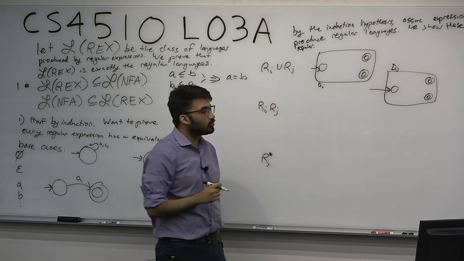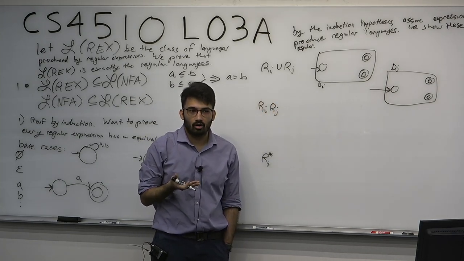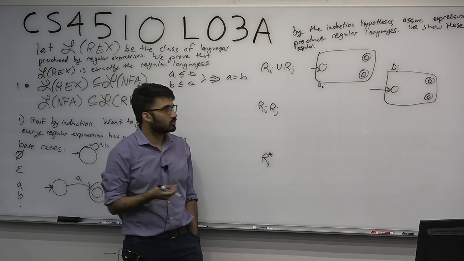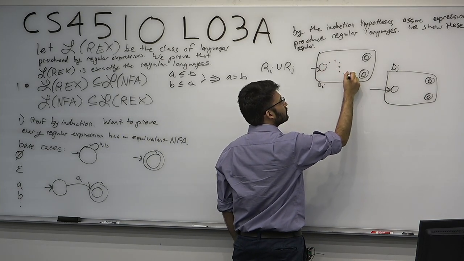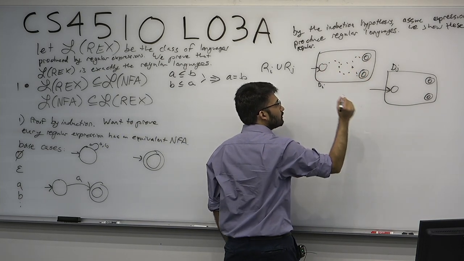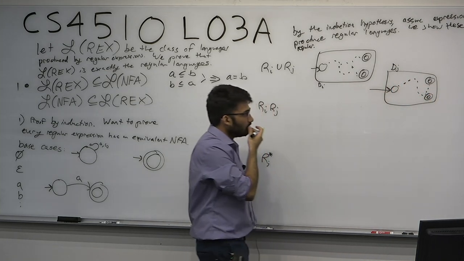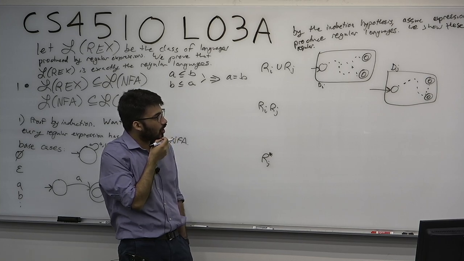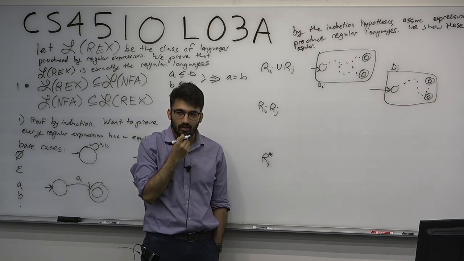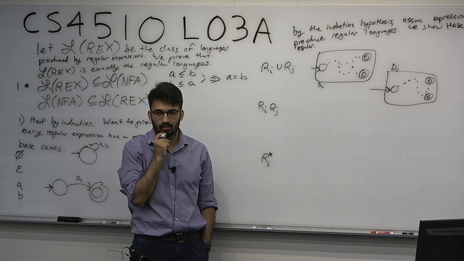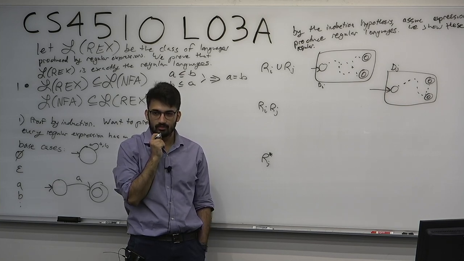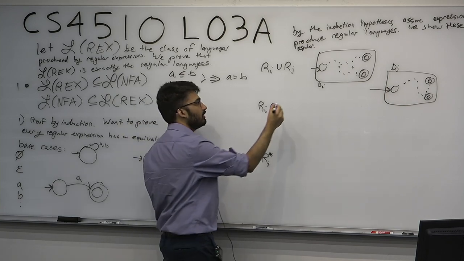And we want to show that R_i union R_j is regular. Somehow these have some interlinking wires and some states, something's going on in them. So how would we build a new NFA for this language? Can you just add a new start state out front and then connect the start state to both? Exactly, there we go.